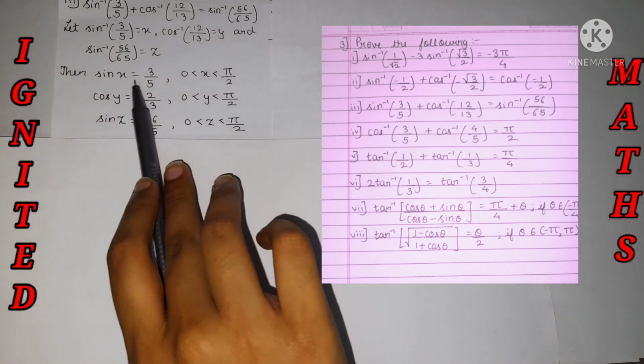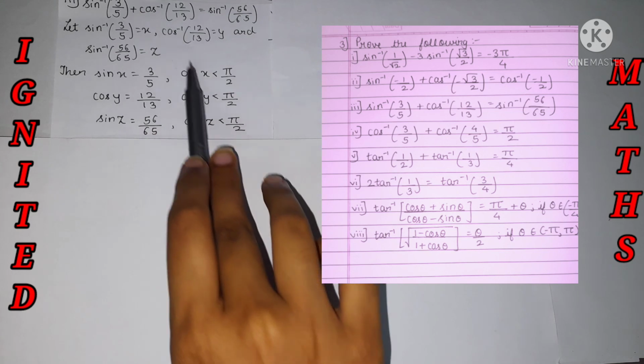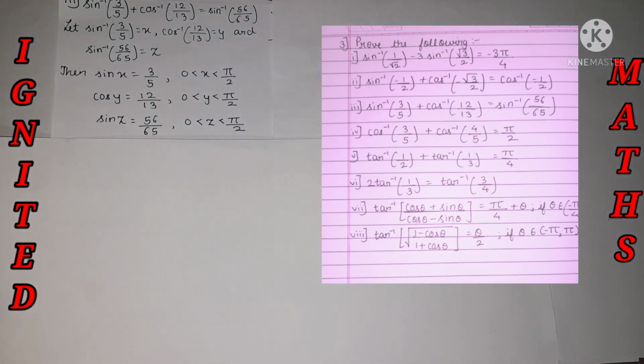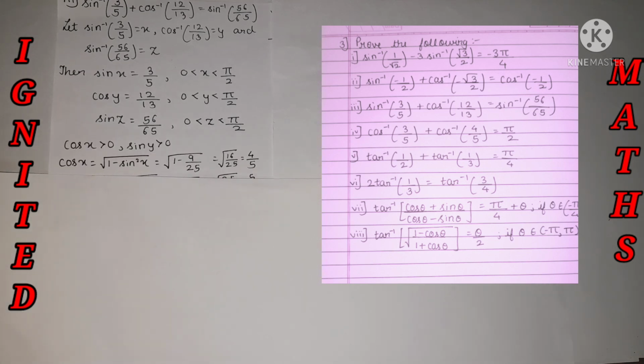So sine x is nothing but 3 by 5, in which x lies between 0 to pi by 2. And sine y is equal to 12 by 13, in which y lies between 0 to pi by 2. As the question is given in the inverse, we have converted it to the normal form without inverse and put the range over here. And it's nothing but cos x and sine y should be greater than 0.